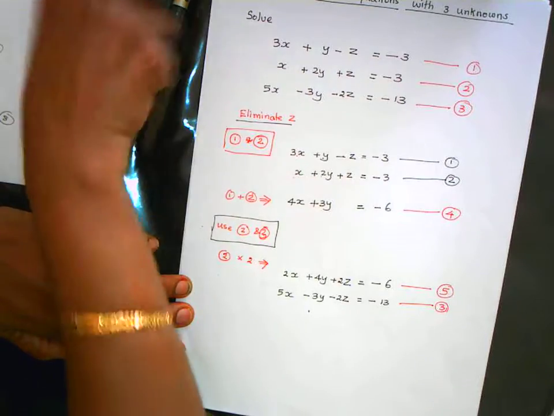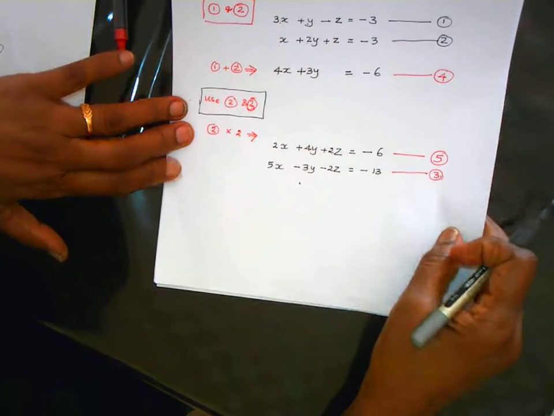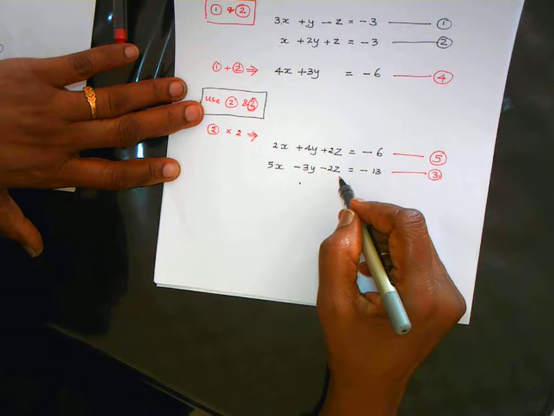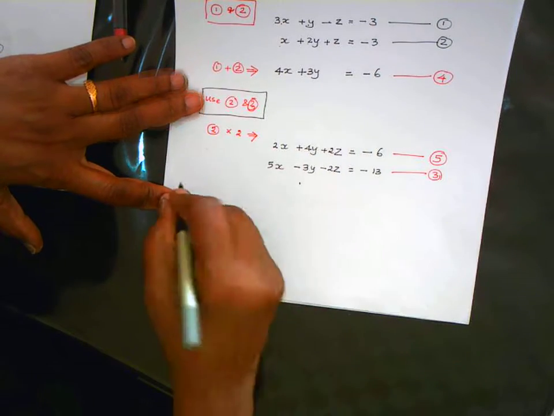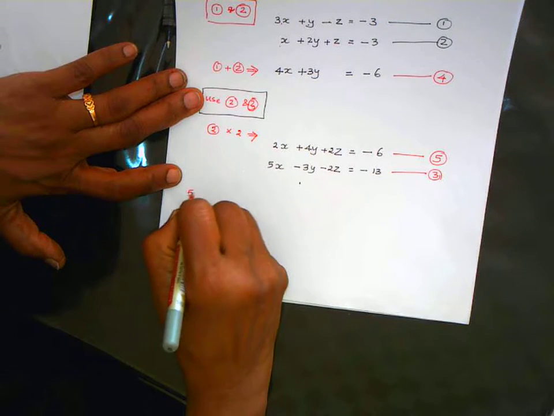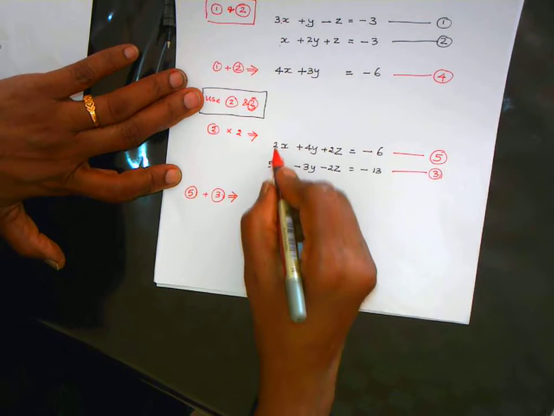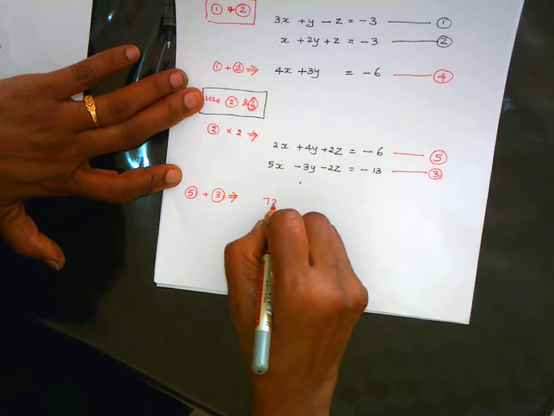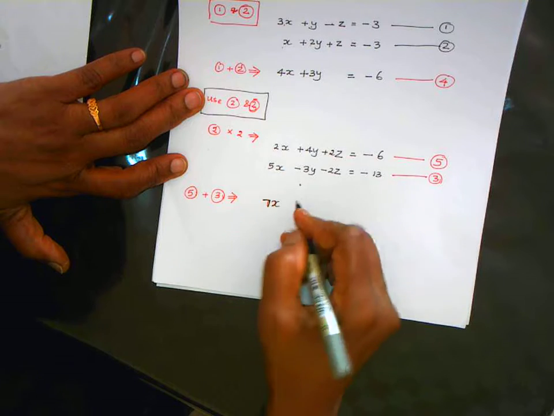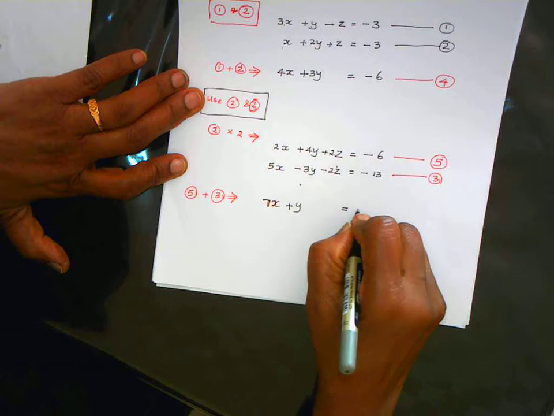So now I have to get rid of the z. In this case, I have to add them, not always subtract. This time I'm again adding. So I'm adding which two equations? 5 and 3. Equation 5 plus equation 3: 2x plus 5x gives 7x, and this gives me plus y, and z disappears, leaving minus 19.